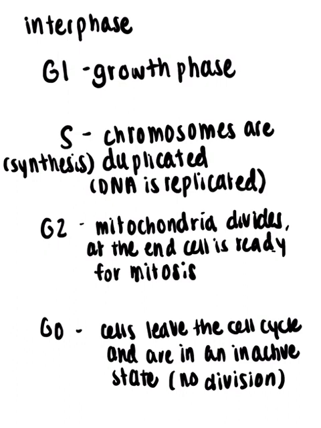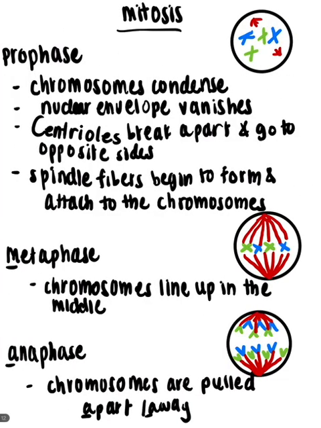Okay, so we know what these are, but what is G0? G0 is when the cell leaves the cell cycle and is in an inactive state, so there's no cell division. Okay, now let's talk about mitosis.